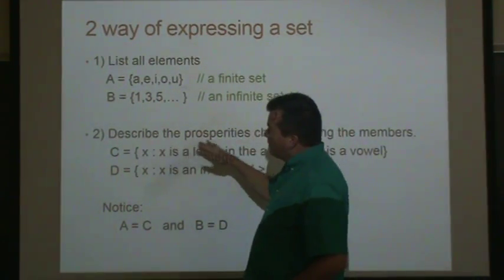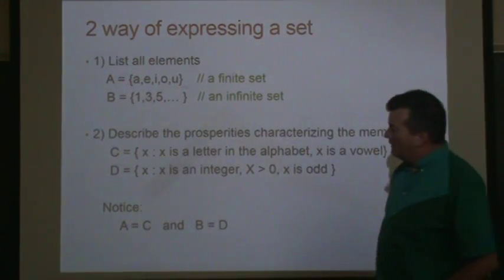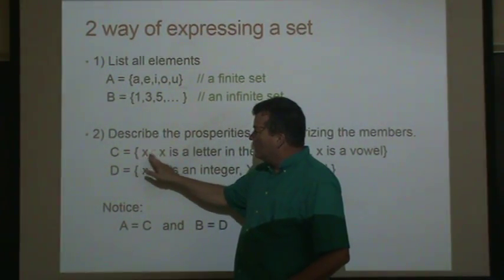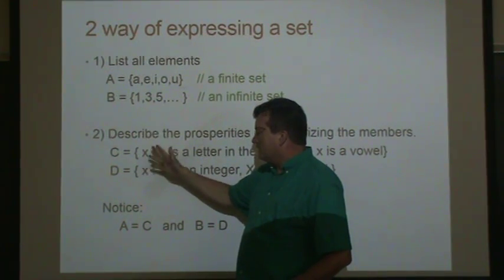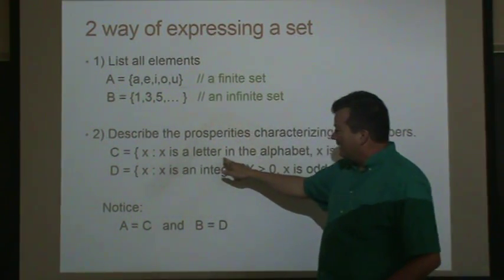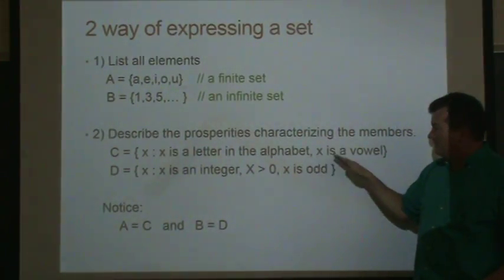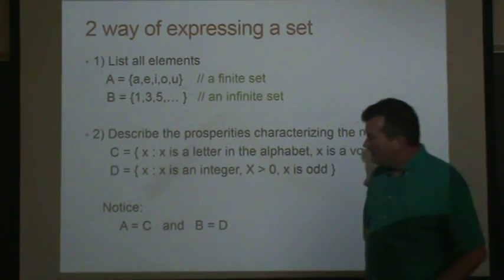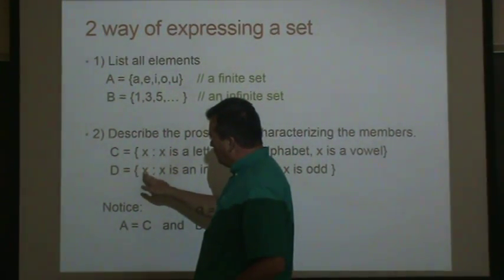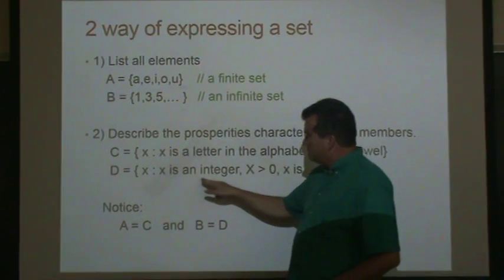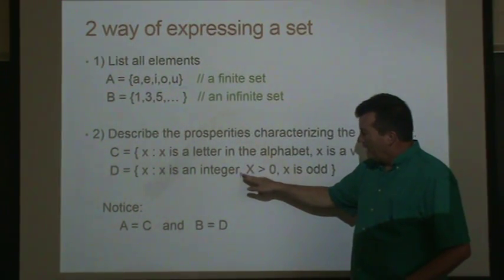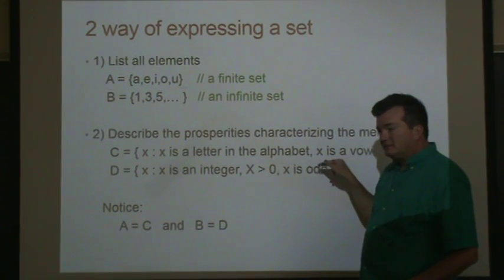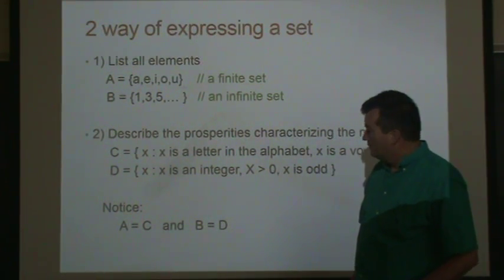And another popular way of representing sets is to describe the properties of the set. So for example, set C could be all x's such that, the colon means such that, x is a letter in the alphabet, and in addition to that, x is a vowel. Okay, and then set D would be all x's such that x is an integer and x is greater than 0 and x is odd. So it's kind of like a for loop.